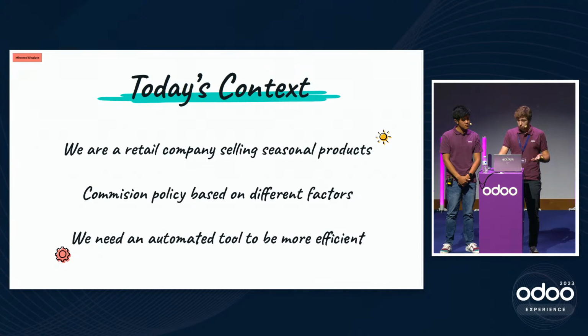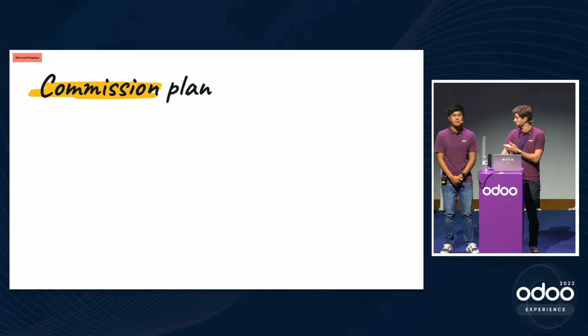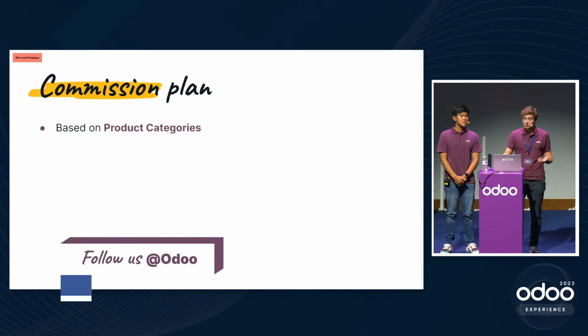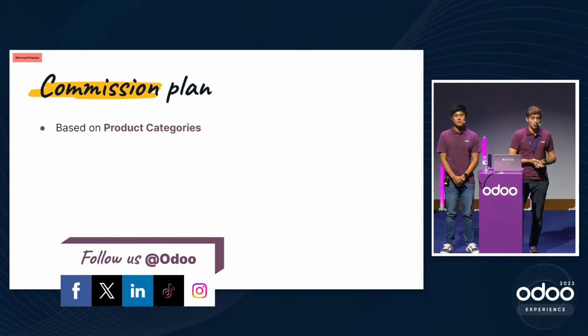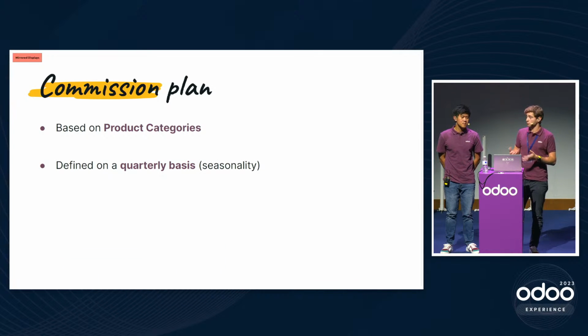So let's go to this commission plan that we designed together to see actually what we put into it. First of all, as we explained, we are selling different categories of products that are seasonal by nature. So it's only natural that our commission policy would also be based on these product categories, to be sure that we are reflecting this, and also based on a quarterly basis to reflect the seasonality of our products. So we'll define a target per product category and per season, all right?